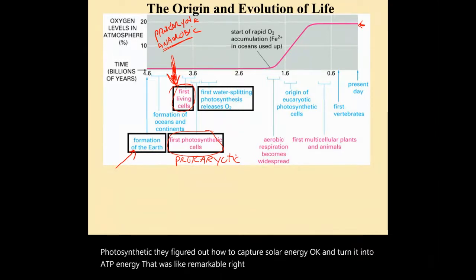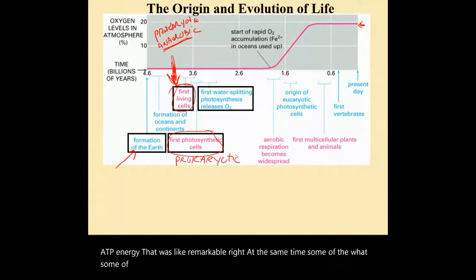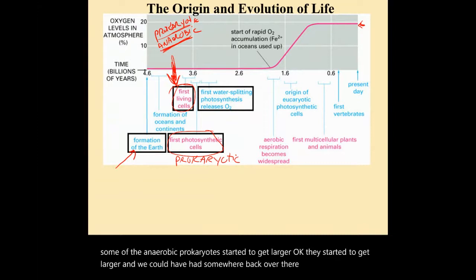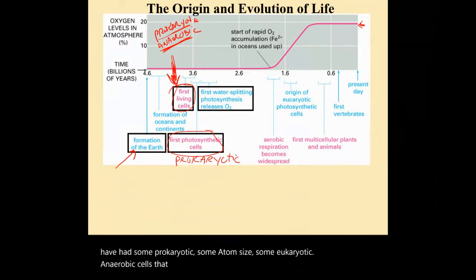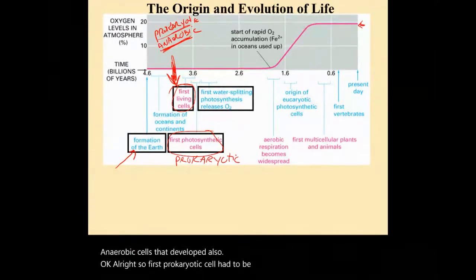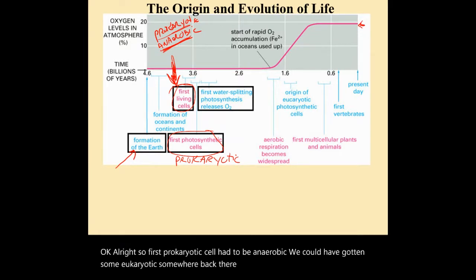At the same time, some of the anaerobic prokaryotes started to get larger, okay? And somewhere back there we could have had some eukaryotic anaerobic cells that developed also. So the first prokaryotic cell had to be anaerobic. We could have gotten some eukaryotic cells, so some of the bacteria got larger and started to what? Take their DNA and put it in a membrane-bound nucleus.